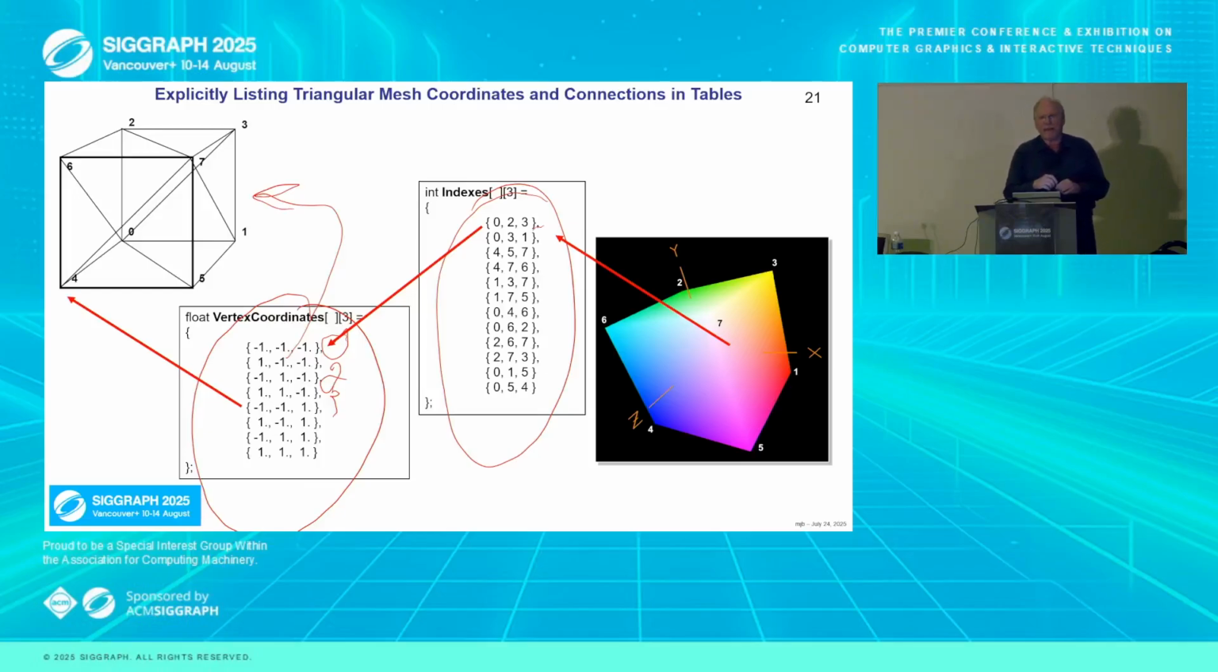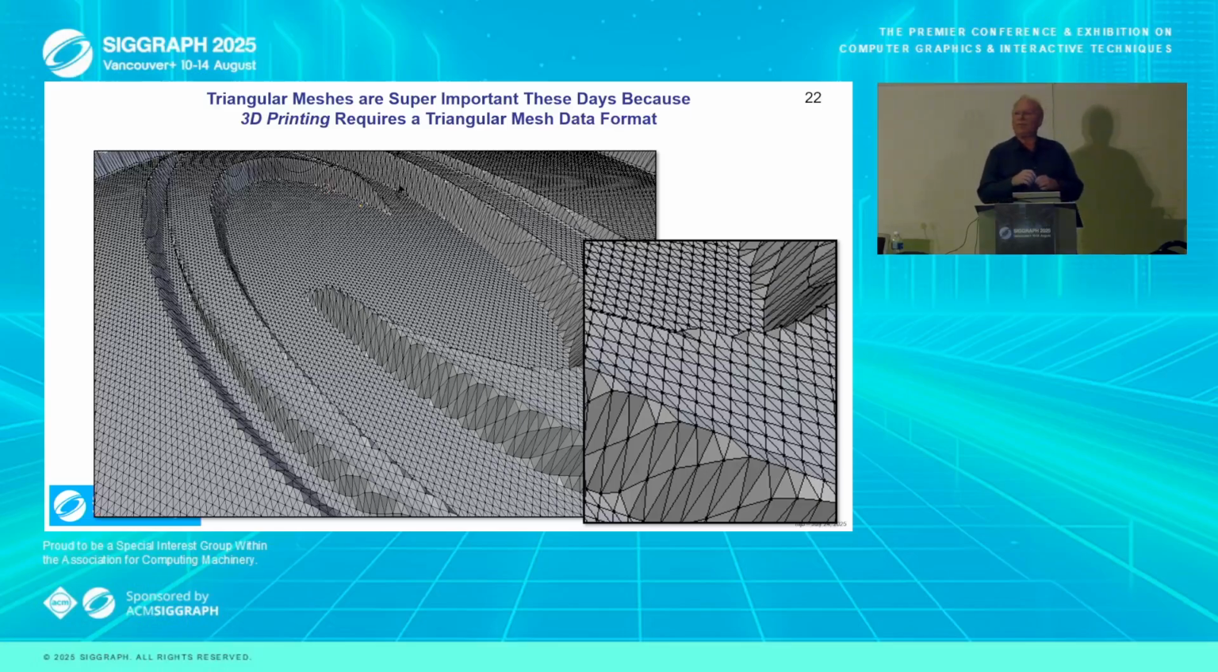And these triangular meshes have become really important lately because 3D printing requires them. Okay, 3D printing, the format of geometry that every 3D printer accepts is a TIN, a triangular irregular network. And so here is one thing that I had modeled. And if you zoom in on it, yes, you can see that it is indeed a mesh of triangles.